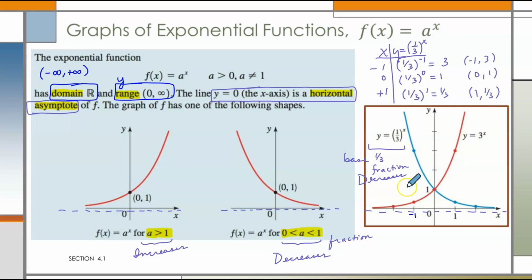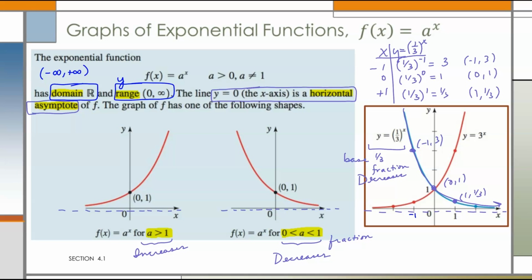Okay, so negative 1, 3 is here. 0, 1 is here. 1, 1/3 is here. We know our graph is decreasing because our base was a fraction, and there would be our graph. Okay, so just some basic properties of graphing exponential functions.